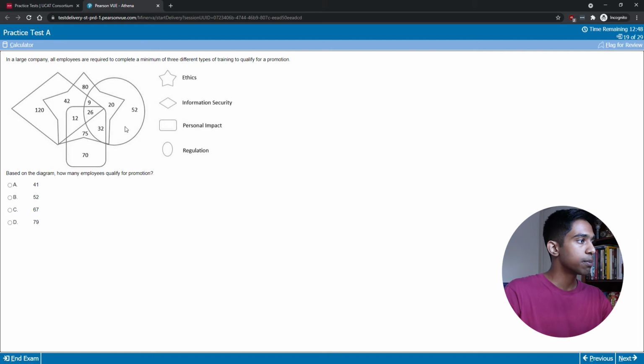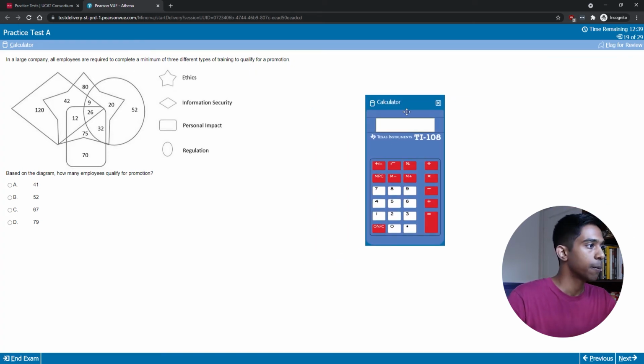Okay. In a large company, all employees are required to complete a minimum of 3 different types of training to qualify for promotion. So I've got the calculator up here. How many employees qualify for promotion? So we need the people with 3 different types of training, at least 3. So that would be, we've got the 9 here plus the 12 here. There's 26 and then 32. So plus 12 plus 26 plus 2, which is 79.